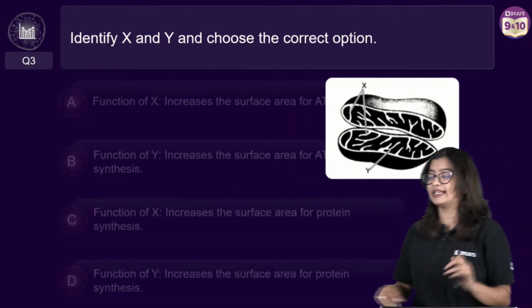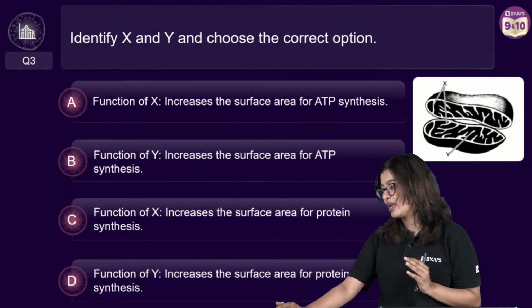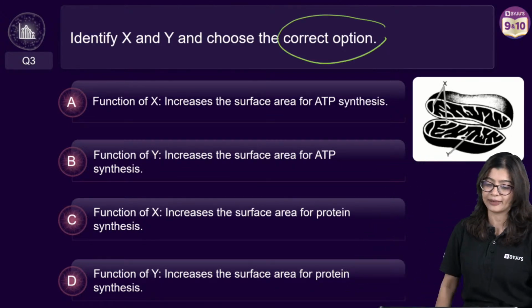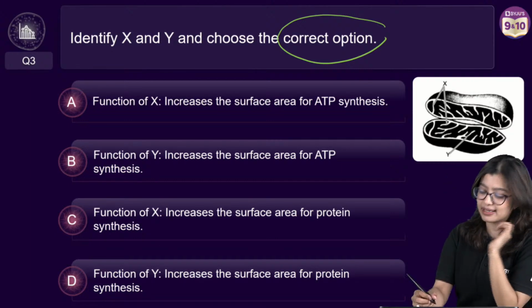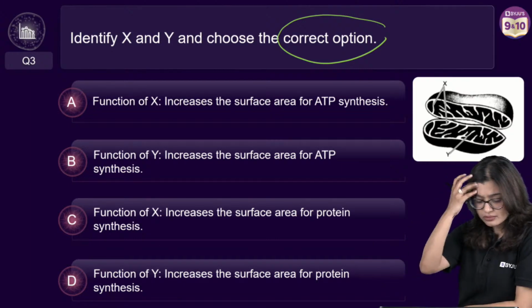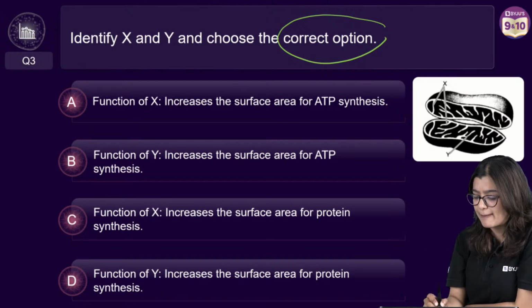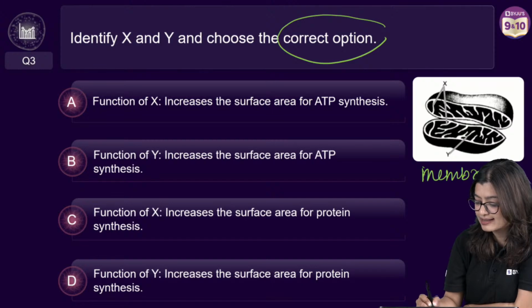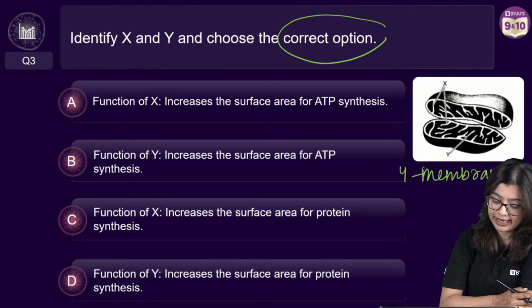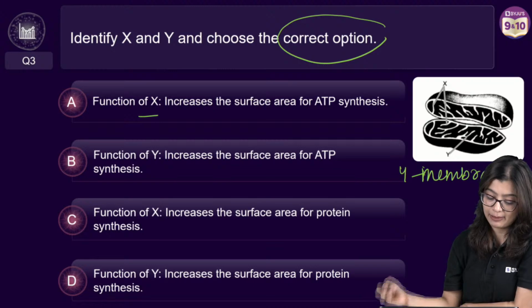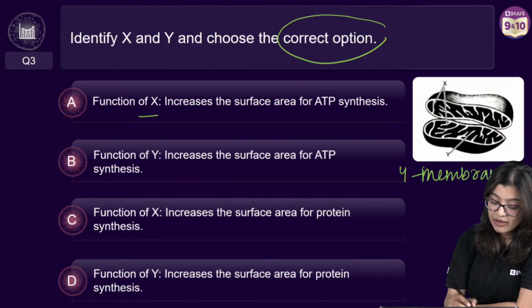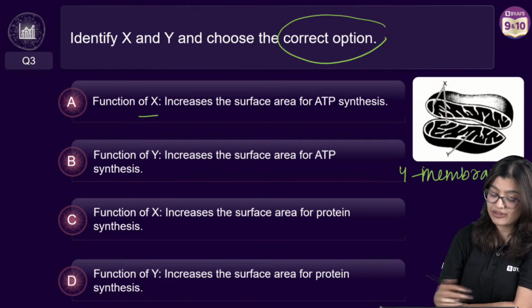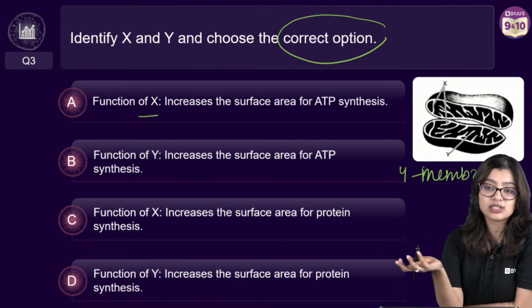So this is the question now. Based on this, can you tell me which is correct with respect to X and Y? If you take X as a labeling of matrix also, look at it as the membrane. We are talking about Y as the membrane. So which is correct? X increases surface area for ATP synthesis, Y increases surface area for protein synthesis. Which among these would be true?